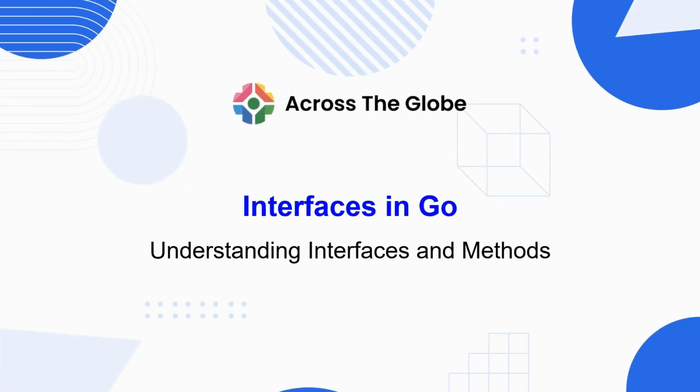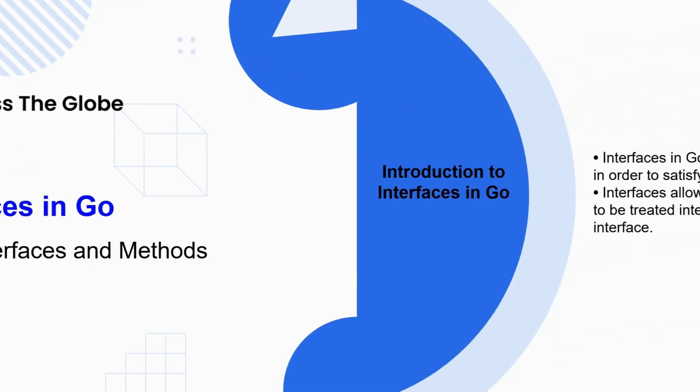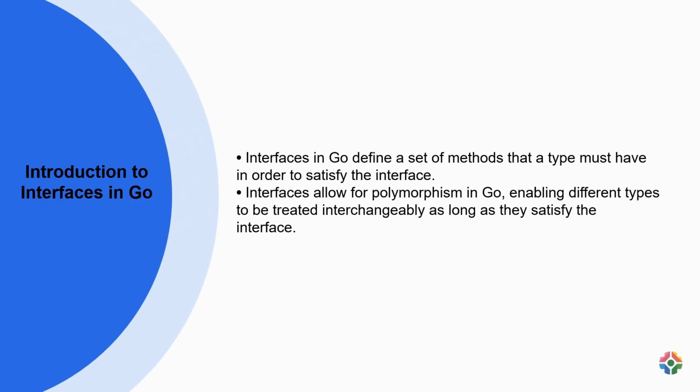Today we will learn about interfaces in Go. Interfaces in Go leverage method definition for type adherence. By enforcing a specific method set, interfaces dictate the behavior types must exhibit to conform. They provide polymorphism, supporting diverse types to be utilized interchangeably.